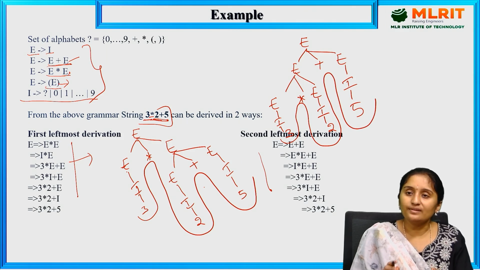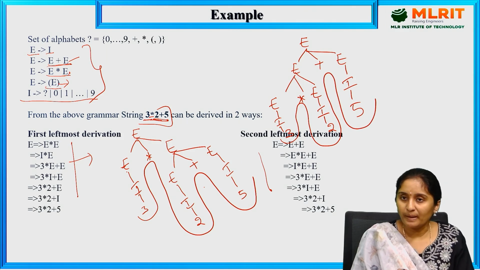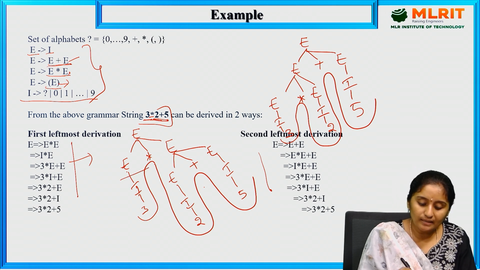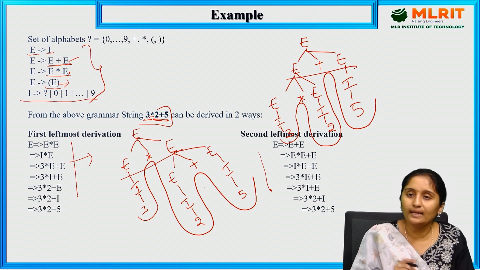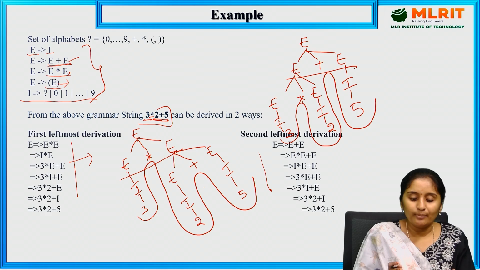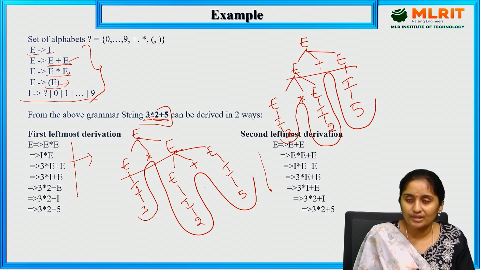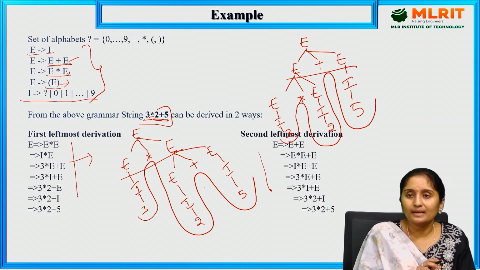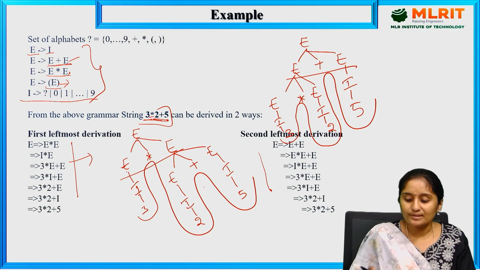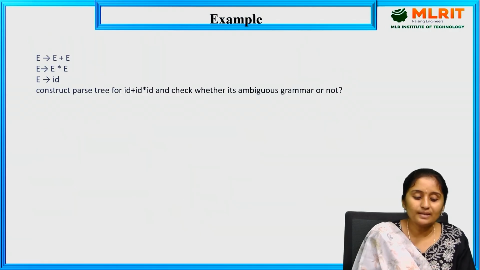See, I have generated the two strings with different parse trees. Here I have taken E star E and here I have taken E plus E. So I am able to generate more than one parse tree. So this grammar is nothing but an ambiguous grammar. Let us take one more example.